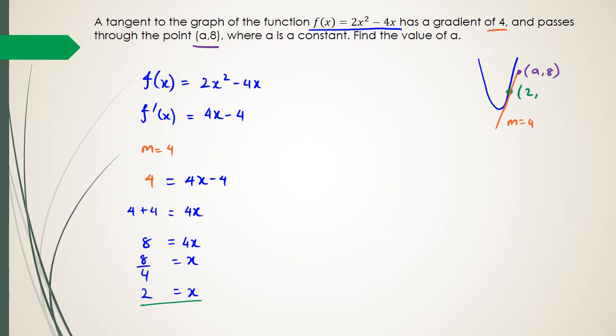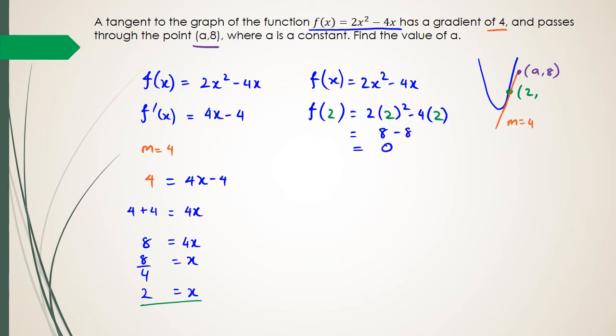Now if I want to find out what the y value is, I need to substitute 2 into f of x, because f of x will give me the y value for a particular x value. I need to figure out what f of 2 is. So I get 2 multiplied by 2 squared minus 4 times 2. 2 times 2 squared is 8, minus 8 is 0. So the y value of the green point is 0.